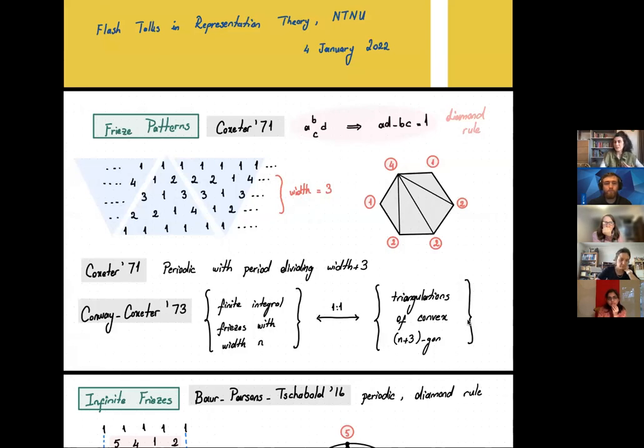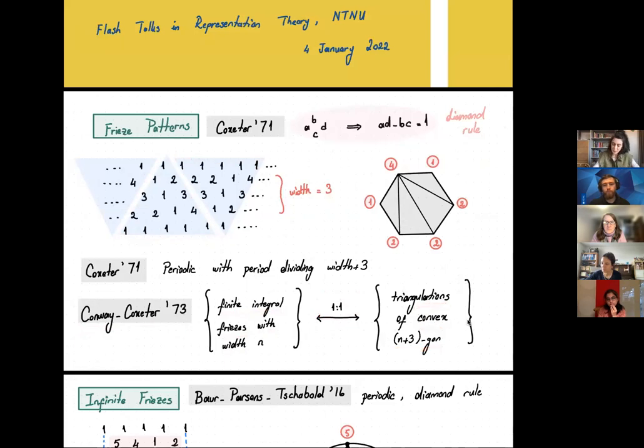And Coxeter showed that such Frieze patterns are periodic with periods dividing the width plus 3. And they have a glide symmetry along the medium horizontal axis of symmetry of the pattern. And with that, we can simply consider some fundamental domain highlighted in blue in my slides here. And the interest in Frieze patterns in representation theory in general sparked from cluster theory, and because of the connection given by Conway and Coxeter in 1973, that finite integral Frieze patterns of width n are in one-to-one correspondence with triangulations of convex (n plus 3)-gons.